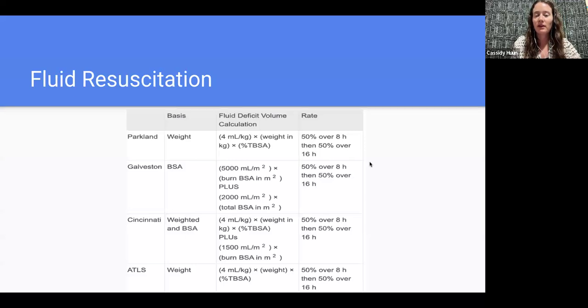So these are some of the different formulas for fluid resuscitation that you might have heard of before. Parkland is one that we commonly use. The fluid of choice for resuscitation in burn injuries is lactated ringers. Obviously, when you're giving this much fluid, your patients are going to be at risk for electrolyte imbalances from the losses and then the resuscitation portion. So if you're able to at your facility, it's really important to monitor electrolytes.